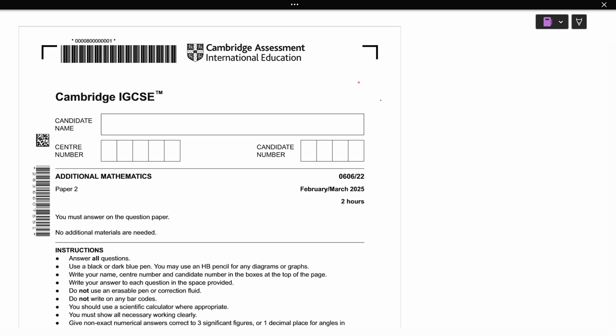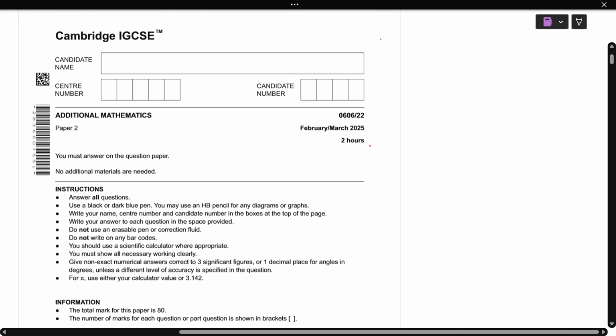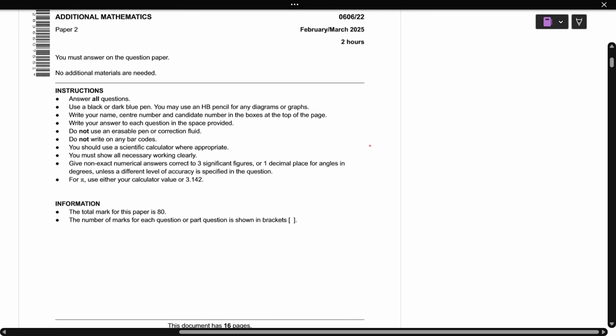Okay, we are going to do Additional Mathematics 0606, 2022 February/March, Paper 2, which is with calculator. Okay, so let's go for the first question.